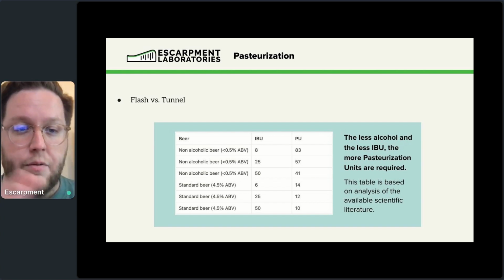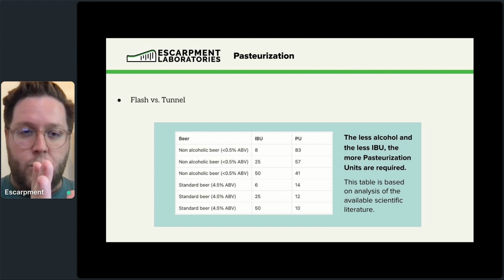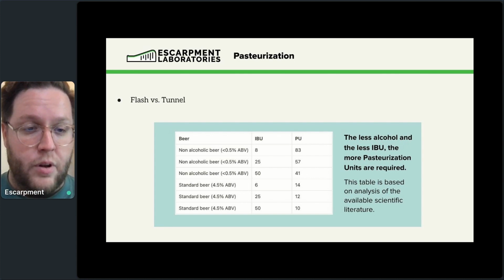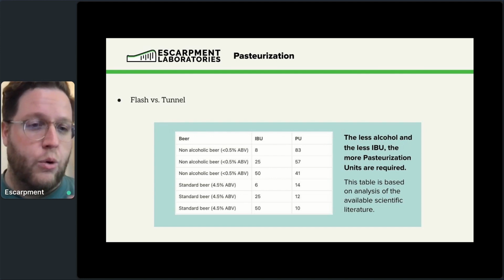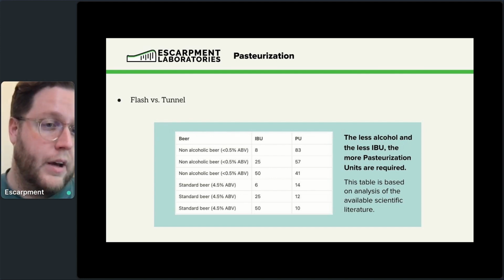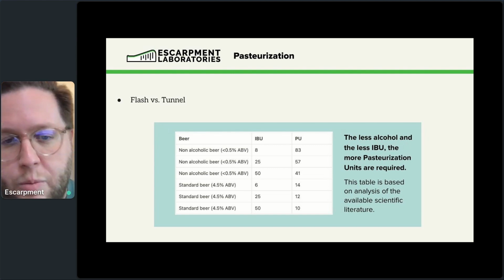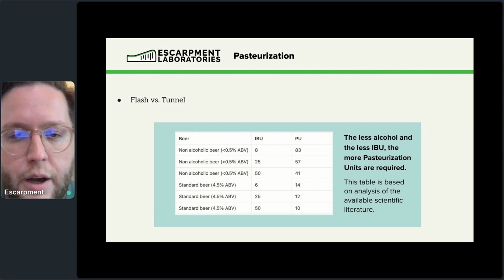The tunnel has a conveyor belt. It has a heating chamber where it's going to heat up your product for a certain time to target a certain degree of pasteurization, which is always measured in pasteurization units, or PUs. And then it's also usually going to have a cooling tunnel as well, where it's going to cool that stuff back down. So it's not just sitting hot and cooking. It's a controlled process.